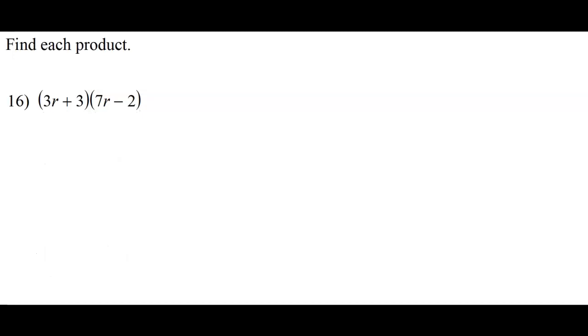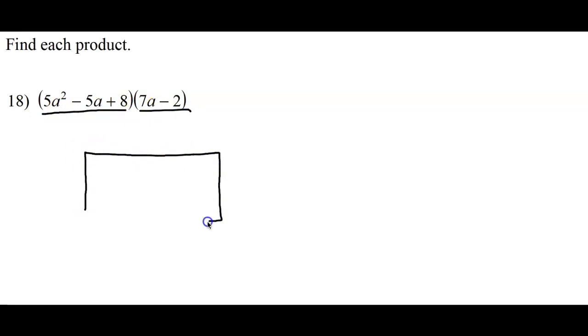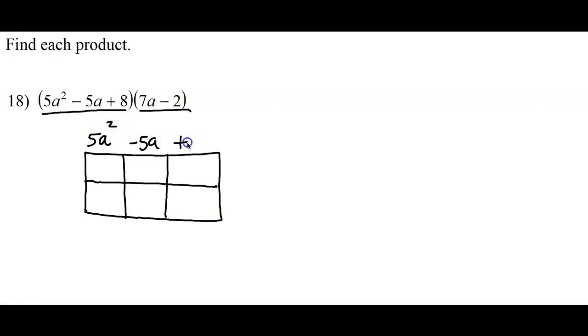Let's go ahead and take a look at number 18. So this one's a trinomial and a binomial, and we have to make a little modification for that. We're going to make our box 3 by 2 instead of 2 by 2. We're making it 3 spaces long because one of our polynomials here is 3 terms long. Other than that, it's pretty much the same process. So let's go ahead and fill it in.